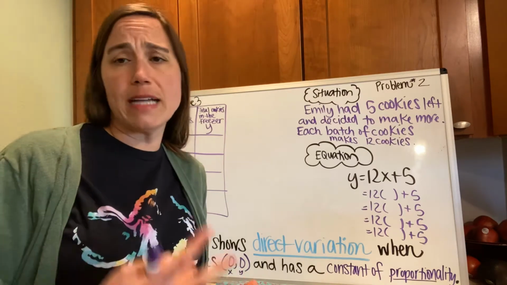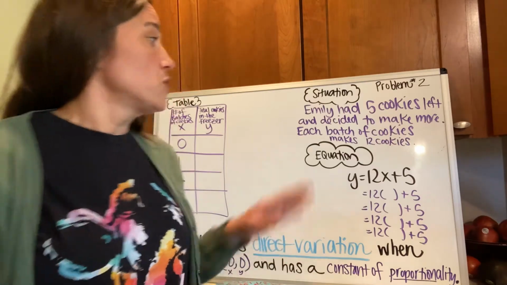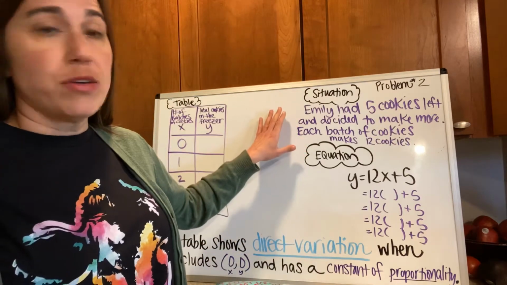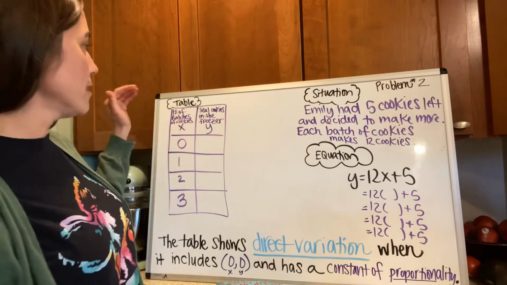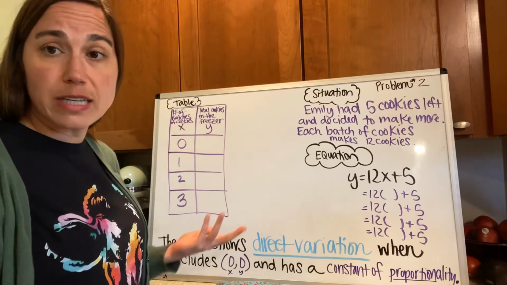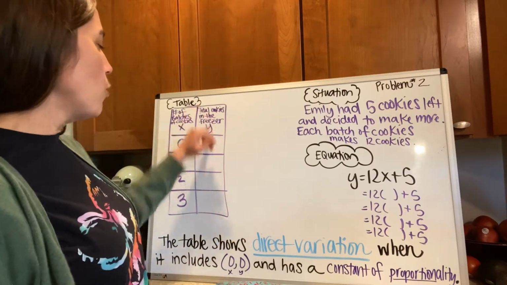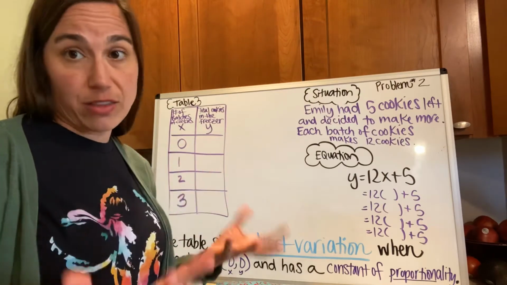So every single batch of cookies I make makes 12 cookies. So I wanted to let you know that that is my scenario here. Now, the table right over here, the X right here is going to represent the number of batches of cookies that I'm looking to make. The Y value here represents the total amount of cookies that I'm going to be having in the freezer for us to enjoy.